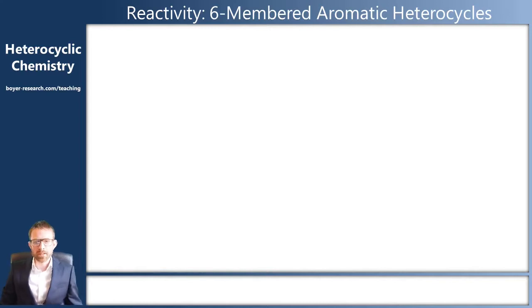Hello, welcome to this video on heterocyclic chemistry. In this video we will look at 6-membered aromatic heterocycles, pyridines, with oxygen substituents around the ring.